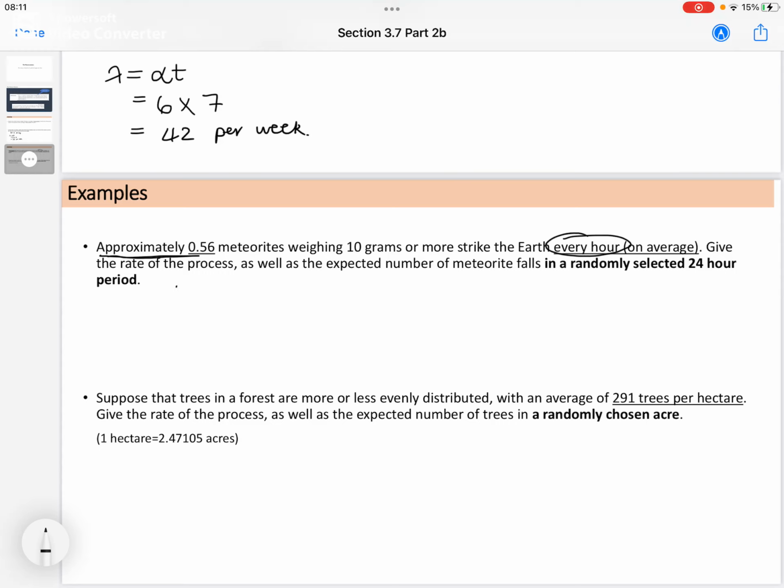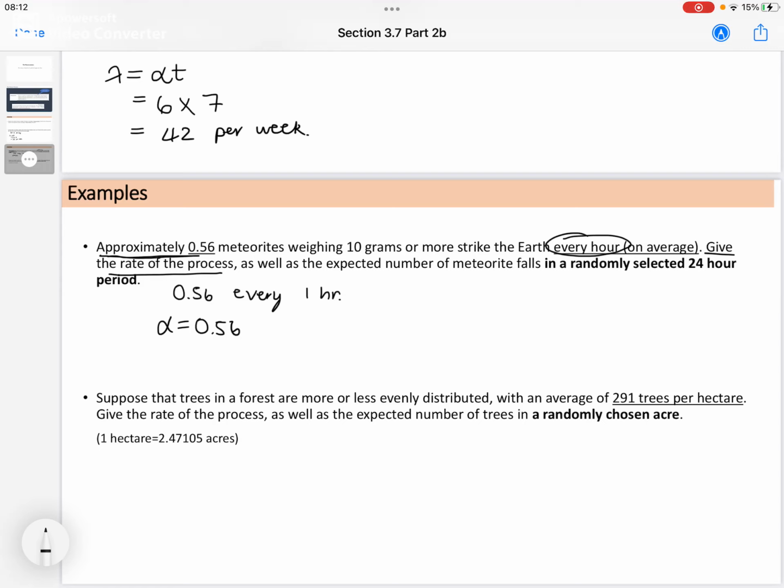Okay. Now the next example is on the meteorites, where it says that approximately 0.56 meteorites strike Earth every hour. So every 1 hour we have 0.56 meteorites. Give now the rate of the process. How would the process change? So if we have 0.56 every hour, then for 2 hours you have 0.56 times 2. So the process will change at a rate of 0.56. Do you see?